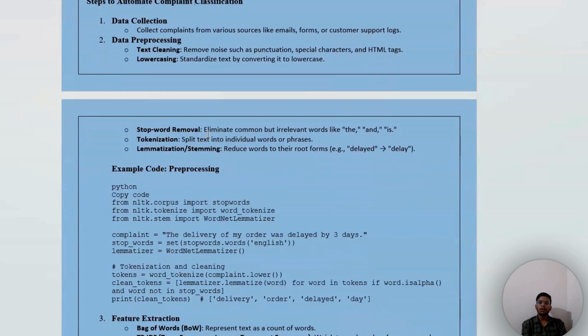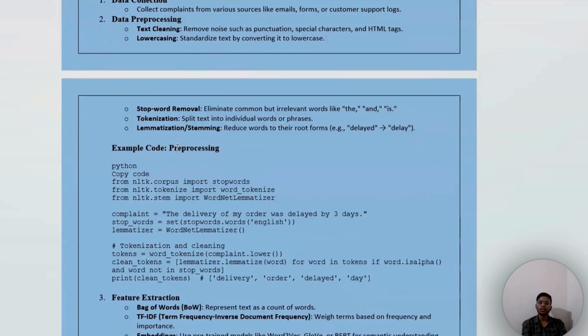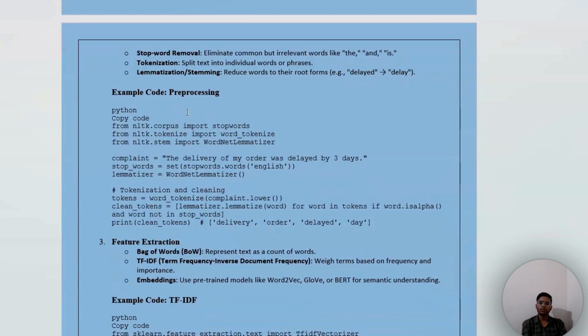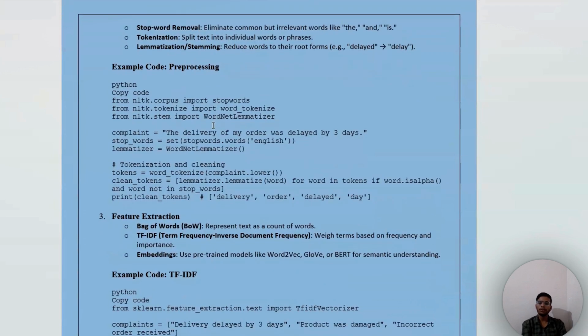Stop word removal. Eliminate common irrelevant words like the, and, is. Tokenization. Split text into individual words or phrases. Lemmatization. Reduce words to their root form, for example delayed to delay. We have an example code of pre-processing in Python. You can see it.